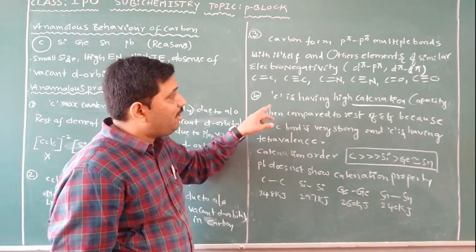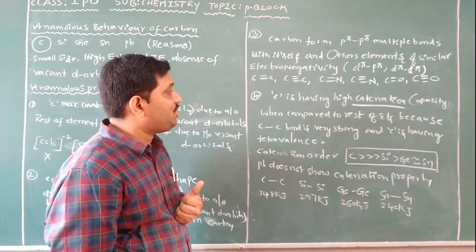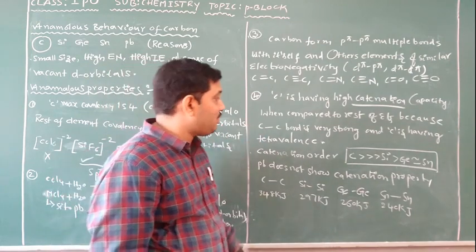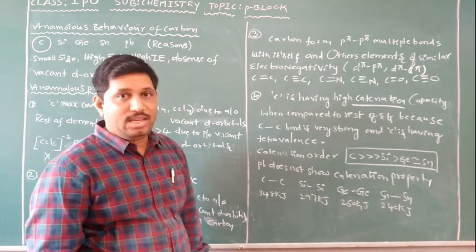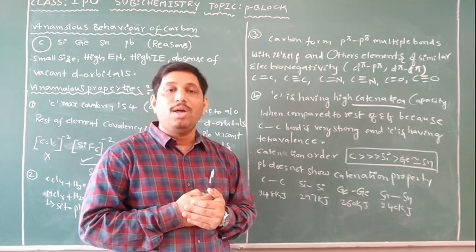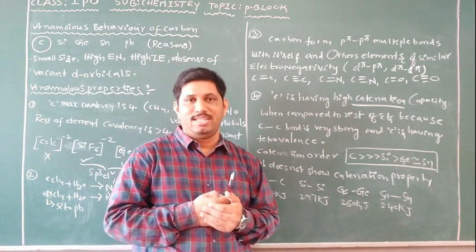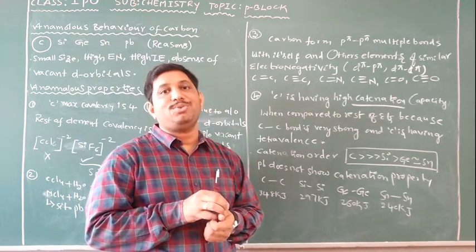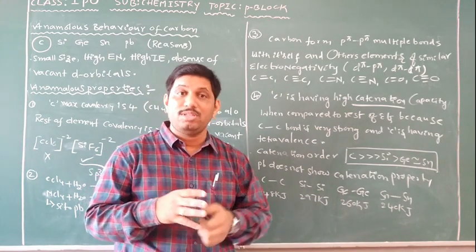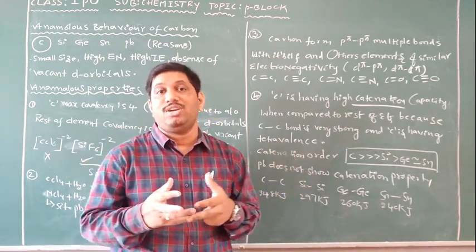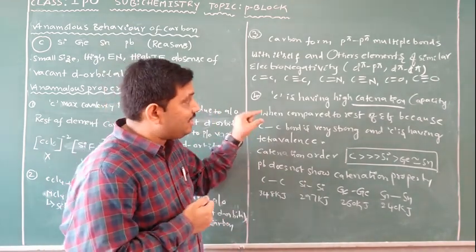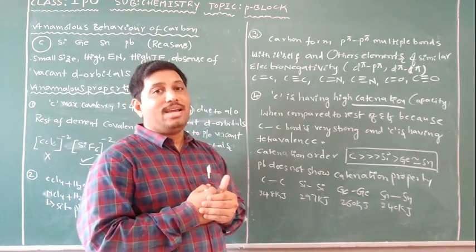Next one, carbon has the highest catenation capacity when compared to the rest of the elements, because the C-C bond is very strong and carbon has tetravalency. In organic chemistry we know that catenation is the phenomenon of self-linking of atoms to form long chains and big rings. Due to this catenation capacity only, carbon can form alkanes, alkenes, alkynes and aromatic hydrocarbons, containing 5 carbon chain, 10 carbon chain, decane, undecane. The reason is catenation only.